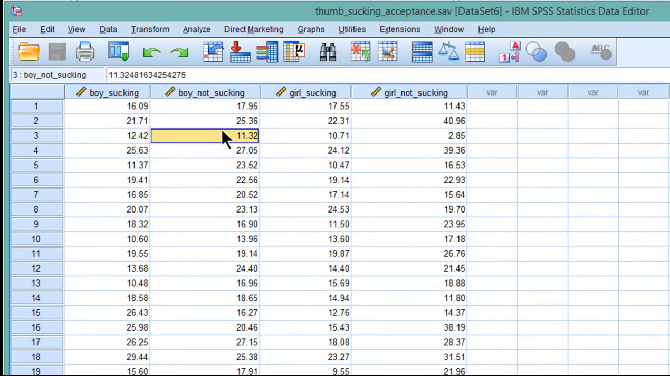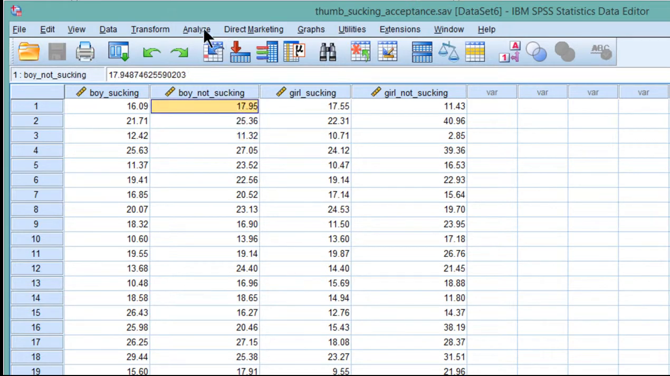And importantly, the researchers actually randomized the order with which the photos were presented to the children for rating. So they didn't just put boy sucking thumb as the first photo for all children, and then boy not sucking thumb as the second photo. They randomized the order, so different children got different orders to make sure that there was some counterbalancing.